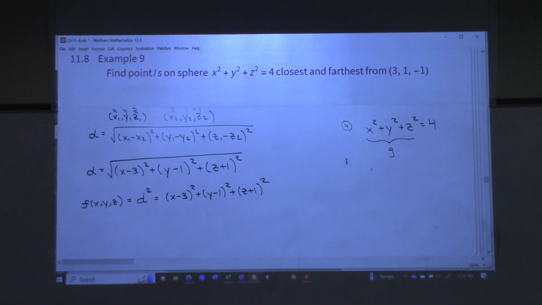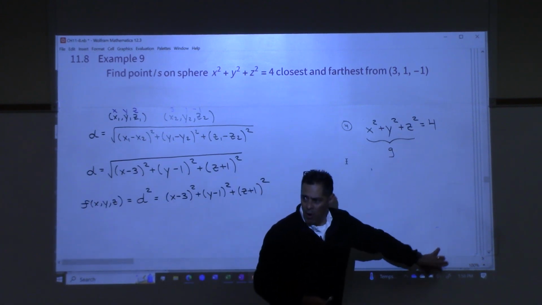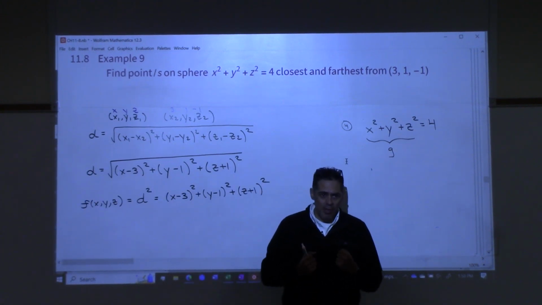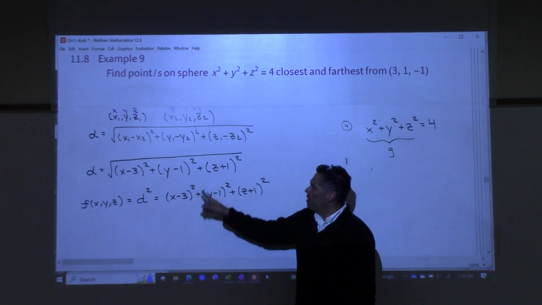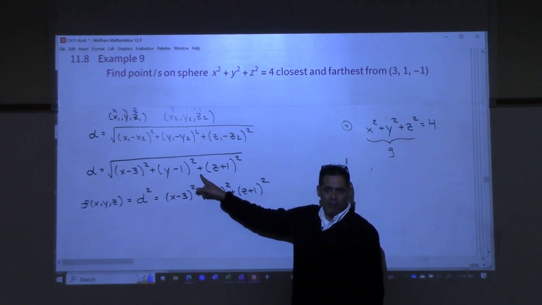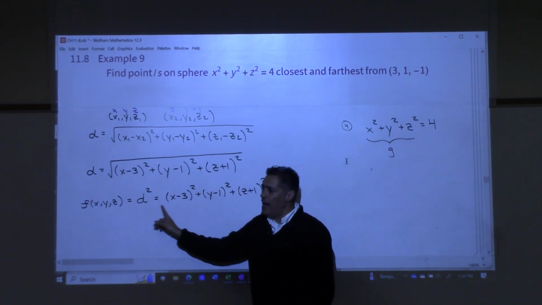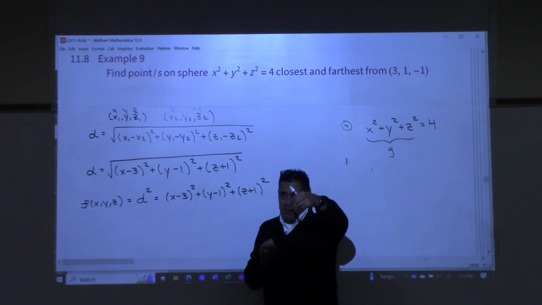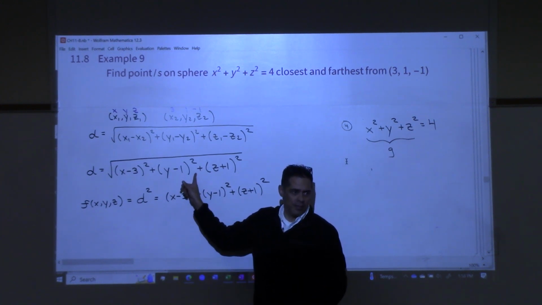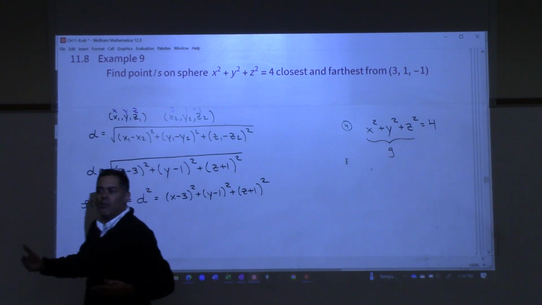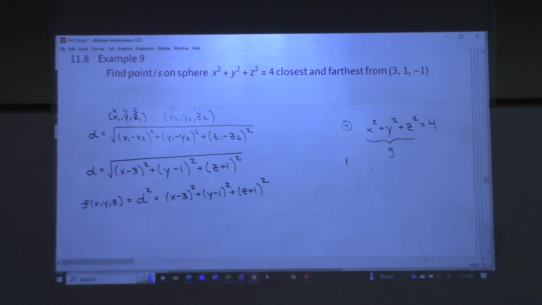And now we get to start cranking out the Lagrange. Let's remember though, whatever answers we get, if we truly want the distance, we're going to have to go back to this. Whatever x, y, and z we get, we don't plug it into f if we want the true distance. We have to plug it into this to get the true distance, or in other words, take the square root of whatever answer we get. Okay, partials.